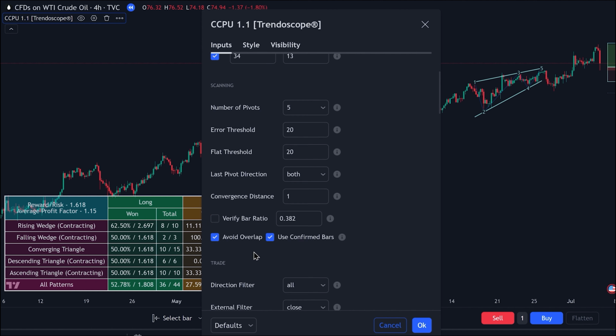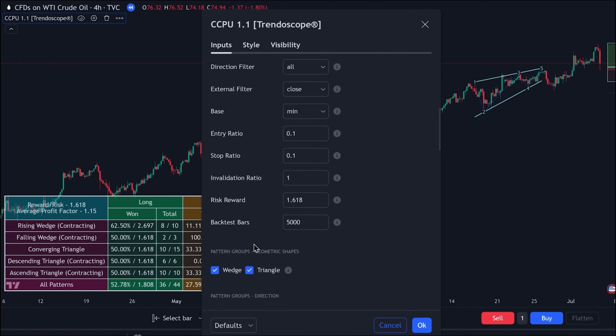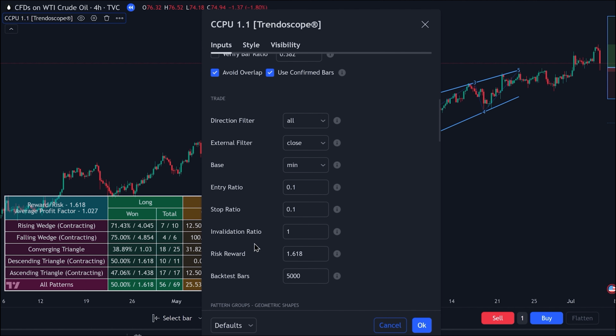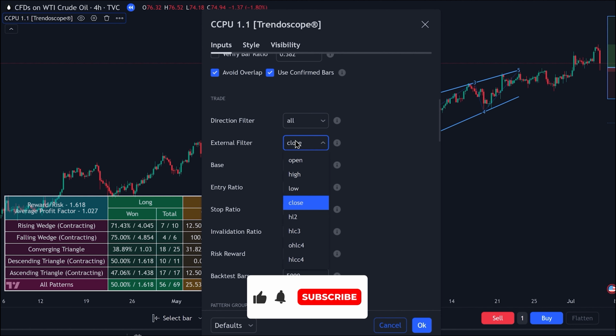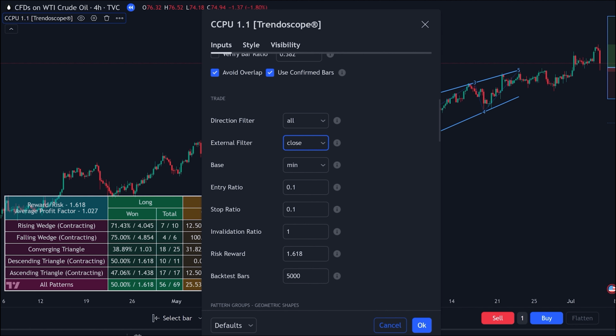Let's take a look at the trade settings. These settings help you customize your trading strategy. The direction filter lets you choose the direction of trades to be attached to the pattern. Setting it to All will consider both long and short trades. The external filter is used when the direction filter is set to external. You can use it to filter trades based on external conditions like the closing price.